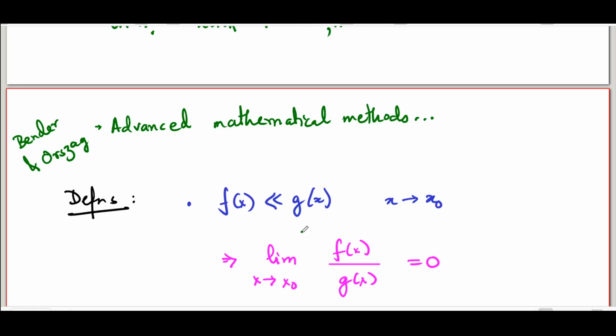So x square and x, both of them tend to 0 as x goes to 0, but x square is negligible compared to x as x goes to 0, simply because the ratio x square by x in the limit x goes to 0 vanishes. In fact, if you compare any two powers of x, the higher power is negligible in comparison with the lower power as x goes to 0.